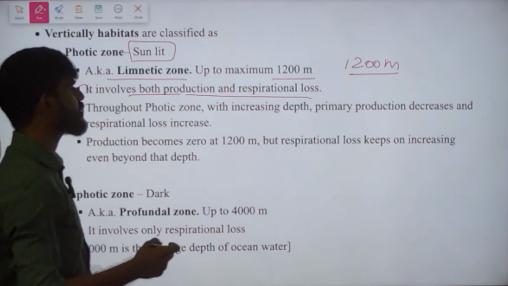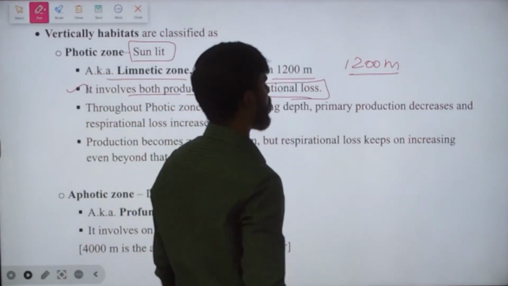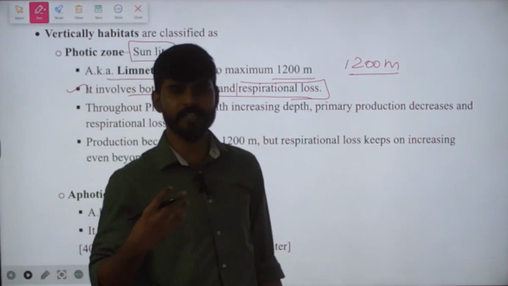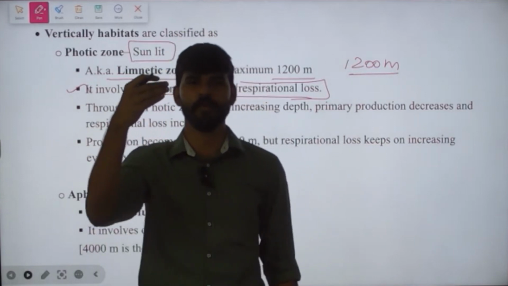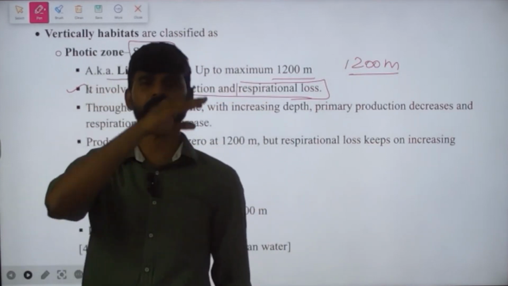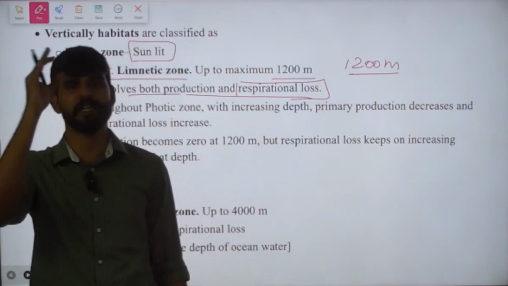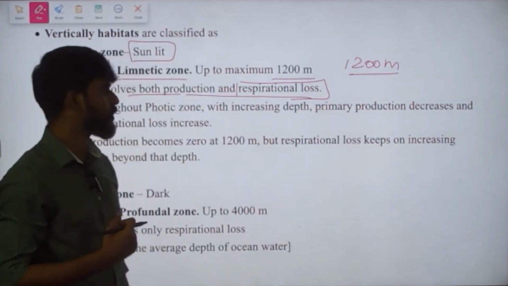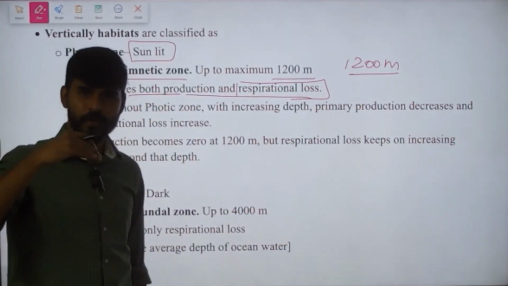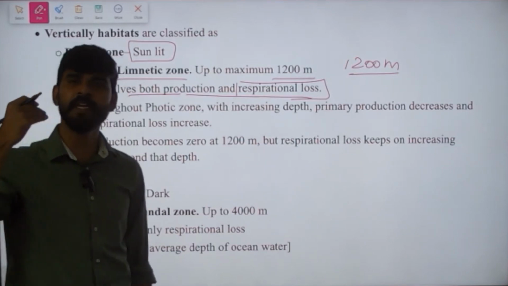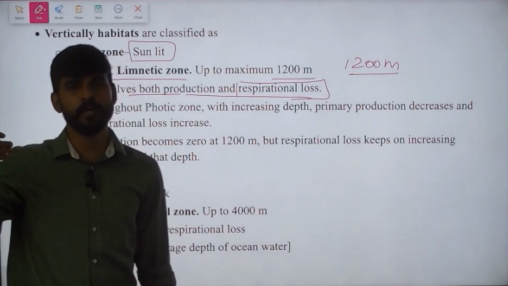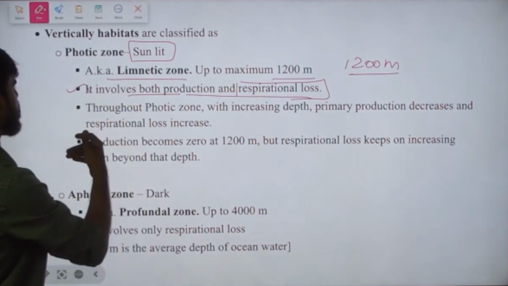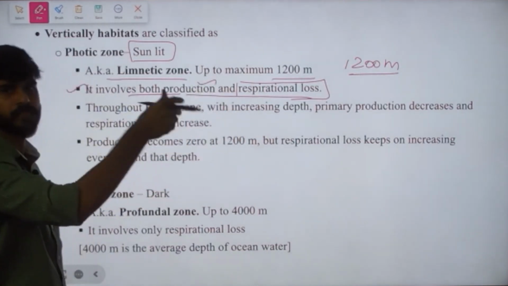What is respiration loss? This term I have explained in greater detail in one of our previous sessions. So what is respiration loss in general? It is the loss of energy when compared to the higher trophic level. From one trophic level to another trophic level, only 10% of the energy is transferred. This is called the 10% rule. I've discussed all this in that particular session. So there will be loss of energy when we move from one trophic level to another. Primary producers will have the highest energy. When we go to tertiary consumers, there will be the lowest energy stored in them. So the photic zone involves both production and respiration loss.